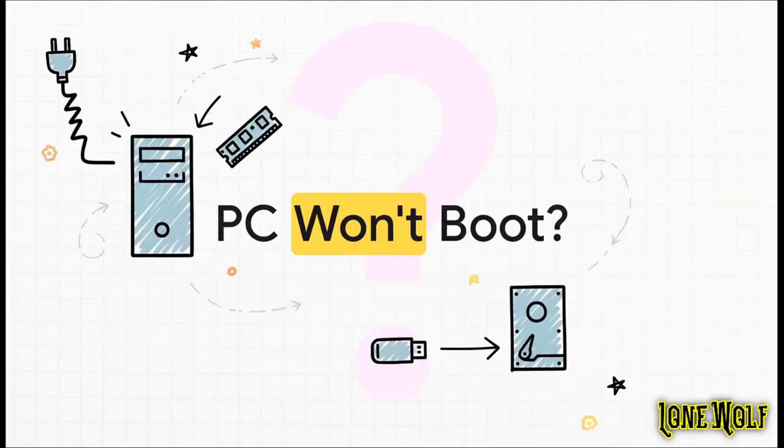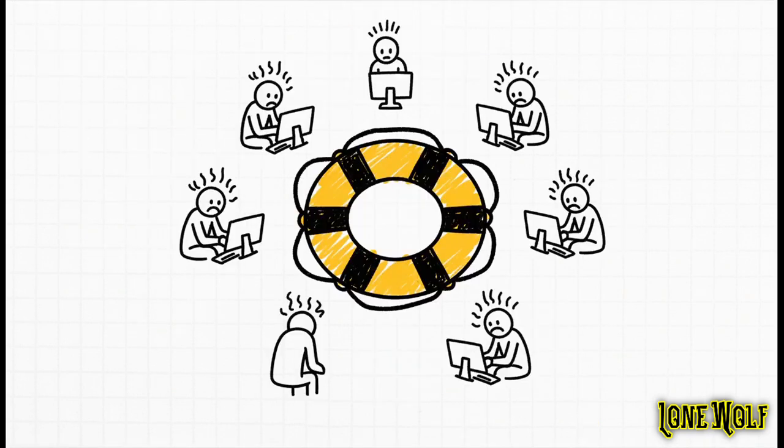So maybe you're looking at a weird error message, or maybe it's that spinning circle that just goes on and on and on forever. Or worst of all, just a blank black screen. 9 times out of 10, the real culprit is a corrupted operating system, and we are about to show it who's boss.